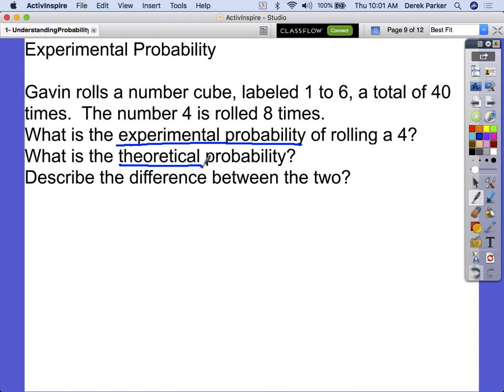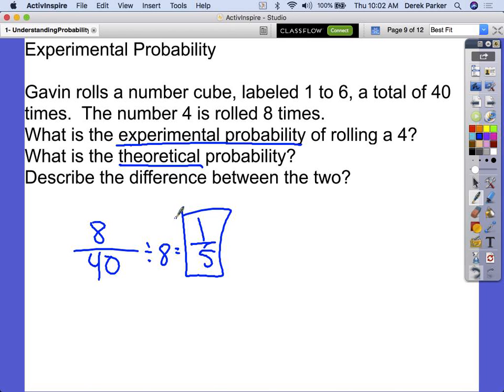Okay, so our denominator for the experimental probability is 40 because he rolled the die 40 times. The number 4 is rolled 8 times. So what that means is it landed on 4 8 times, so 8 is the number of outcomes in the experimental probability of rolling a 4. I'm going to go ahead and simplify. The common factor is 8, and I get 1/5. So the experimental probability is 1/5, which is also equivalent to 0.2 or 20%.